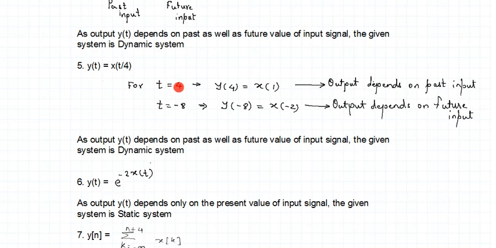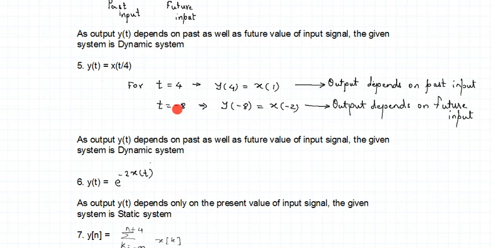Similarly, if I take another time instant, t is equal to minus 8, so what is the output? Now t is equal to minus 8 becomes the present input time instant. If there would have been a term x of minus 8 involved in the system output, that becomes the present input. Any other time instant of the input may indicate either a past or a future.